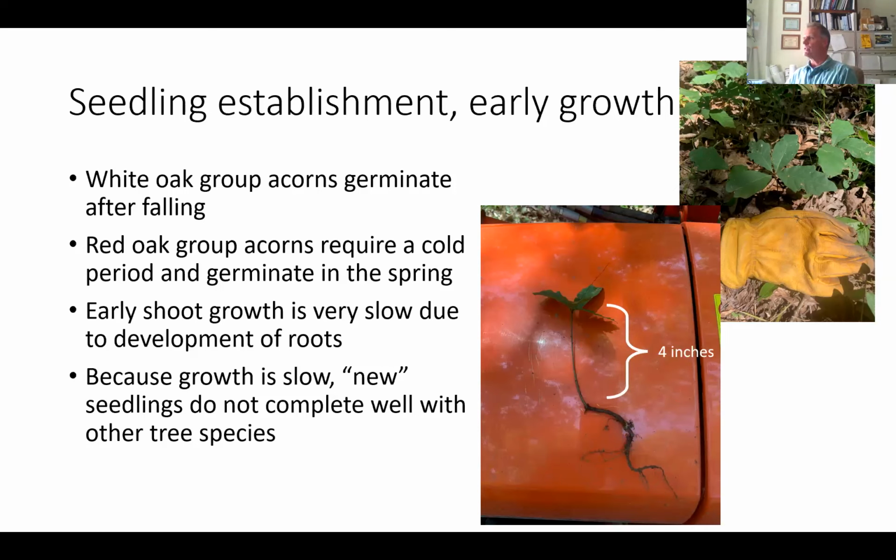So white oak acorns germinate after falling on the ground. In the fall, those acorns come down and they start to germinate immediately. Our red oak group acorns require a cold period, so they go through a process called stratification. Winter cool temperatures allow that stratification to take place, and red oak group species will actually germinate in the following spring. Early shoot growth is very, very slow, and it's very slow due to the development of those root systems like I'm showing here in the pictures.